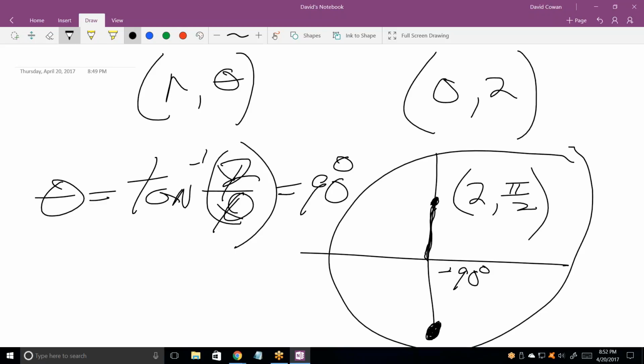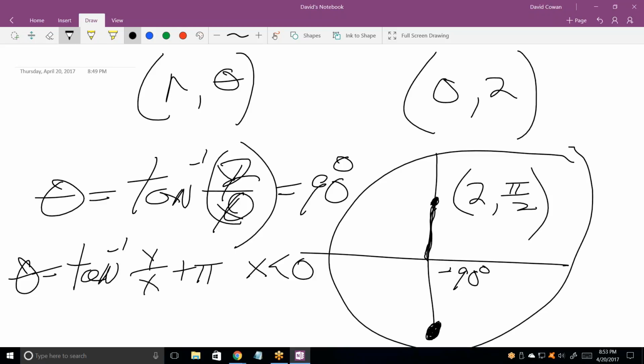So there should be a rule not just concerning whether x is positive or negative, but if x is 0, then whether y is positive or negative. You know what I mean? In other words, their rule is theta is inverse tan of y over x plus pi if x is less than 0. Well, they also need a rule that if x is equal to 0 and y is less than 0, then it's minus 90, and if x is equal to 0 and y is greater than 0, then it's plus 90.